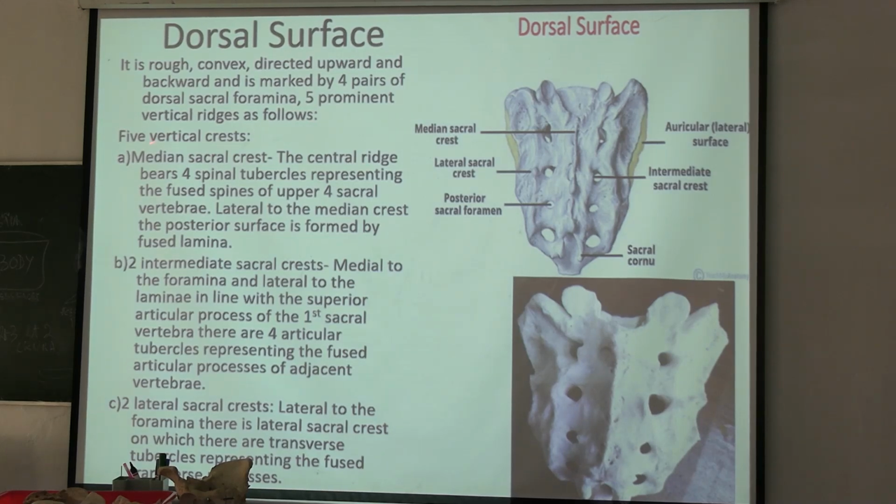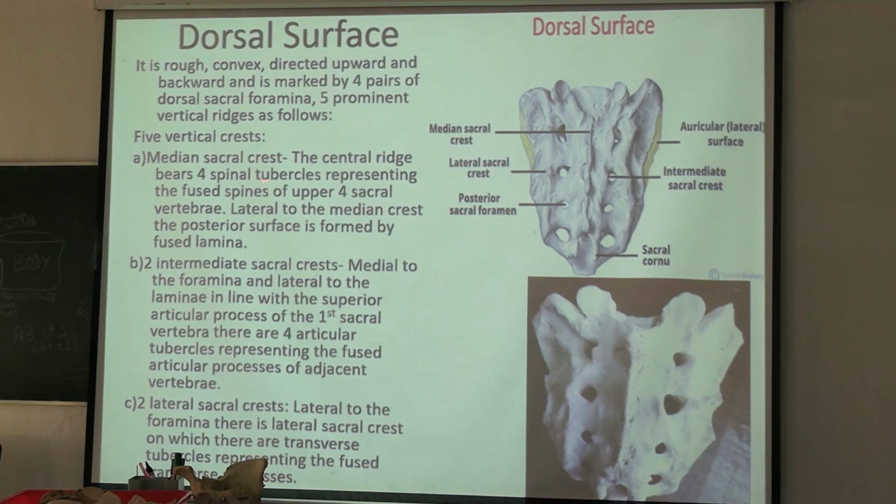And five prominent vertical ridges are present on the dorsal surface. Five vertical crests: median sacral crest, two intermediate sacral crests, and two lateral sacral crests. Median sacral crest, the central ridge. See, this is one line in the midline, the median sacral crest. Central ridge bears four spinous tubercles representing the fused spines of upper four sacral vertebra.